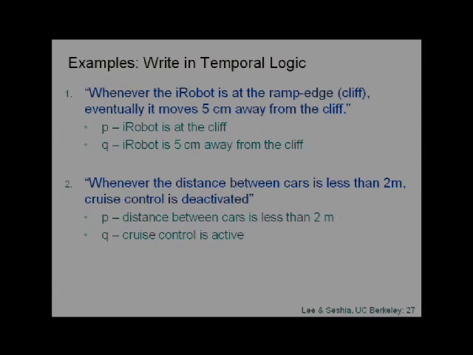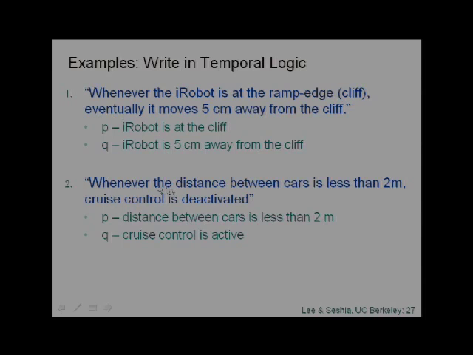Okay, let's see this one. Whenever the distance between cars is less than 2 meters, cruise control is deactivated. G of P implies. It doesn't say eventually, it doesn't say immediately, so. Right. Right. So this is exactly.